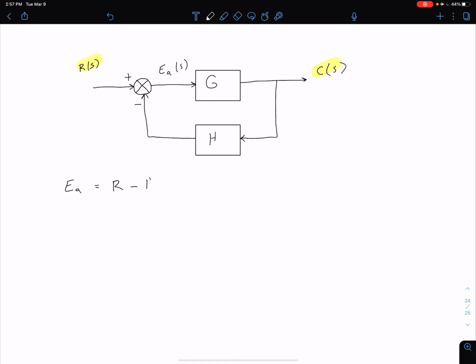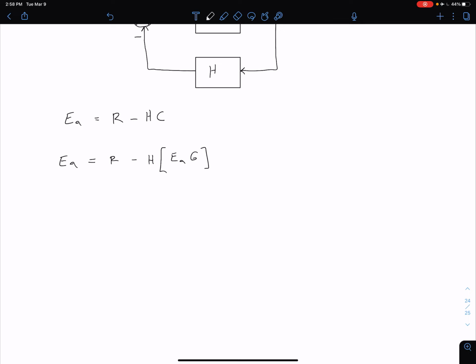So what we can say then is that this actuating signal, E sub A, is equal to R minus H times C. I'm simplifying and leaving off the parentheses S just to reduce some clutter and confusion. And of course we can say our C is just E_A times G. So we can say E_A is equal to R minus H times E_A times G. And so we can solve this for E_A, and what we get is that our E_A is equal to R divided by 1 plus H times G.